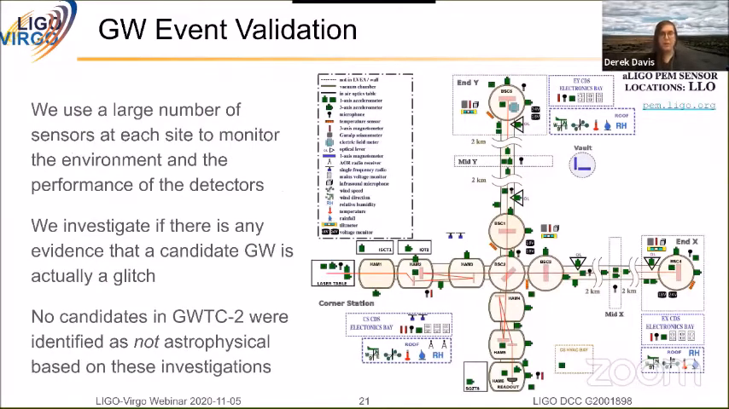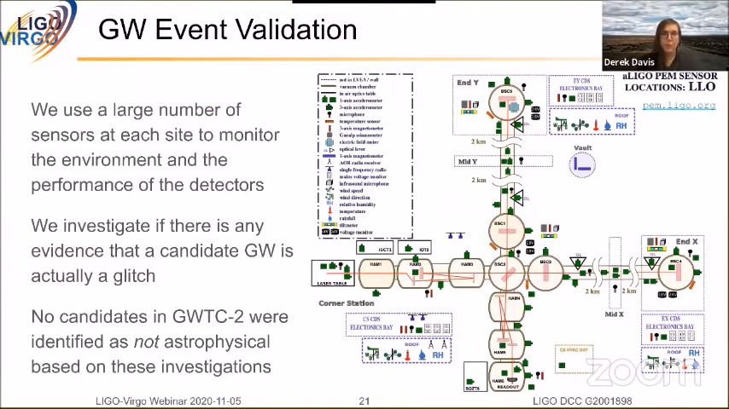And then finally, I want to talk about gravitational wave event validation. As you just saw, there's quite a large number of these glitches and other types of challenges that we might encounter while completing gravitational wave detection. One way we try to address this is by using a large array of sensors throughout the site. There are on the order of a few 100,000 different sensors across each interferometer site that are used to monitor the environment and the performance of the detectors.